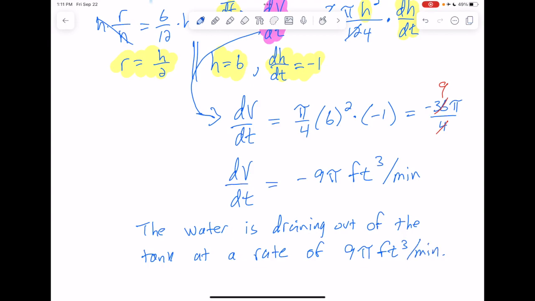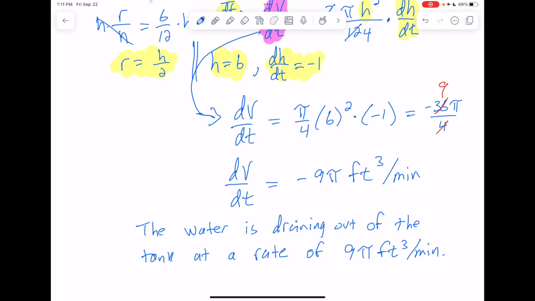So why didn't I put negative 9 pi cubic feet per minute? Well, because if it's draining at a negative rate, it's actually filling. The volume is going down, which means it is draining. So when you have a positive outward flow of water, the volume will be experiencing a negative rate of change because the volume will be decreasing as water drains out.